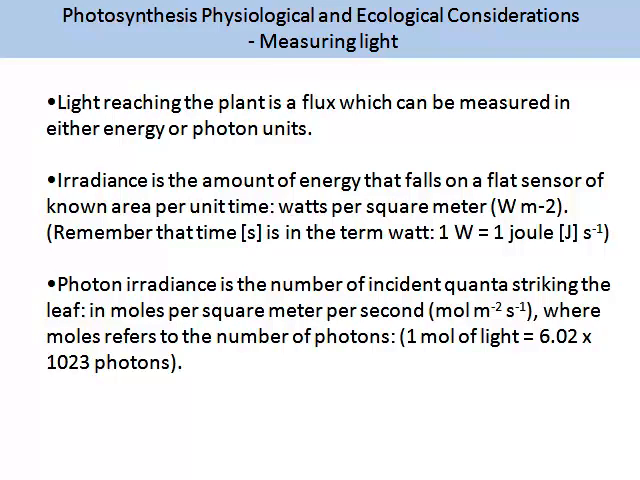Photon irradiance is the number of incident quanta striking the leaf, in moles per meter square per second, where moles refers to the number of photons of light. This means that 1 mole of light equals 6.02 times 10^23 photons.